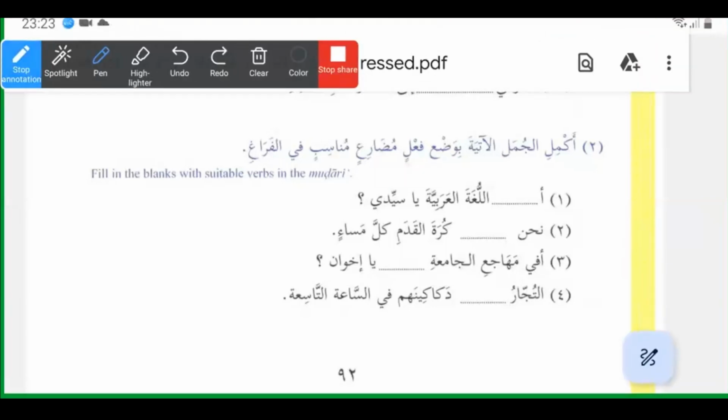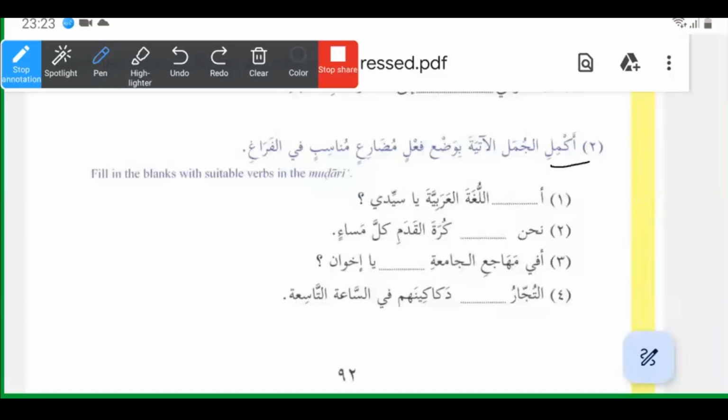Now coming on to the next exercise. أكمل الجمل الآتية بوضع الفعل مضارع مناسبا في الفراغ. So we say أكمل يكمل إكمالا. This is from Mazid Fihi Bab. Akmala yukmilu means to complete. Akmil, it's a command, an imperative sentence. Means izhab, get out. We say ijlis, sit down. So it's a command sentence. That's why in English we say it's an imperative sentence. So we have to complete the command given to us.